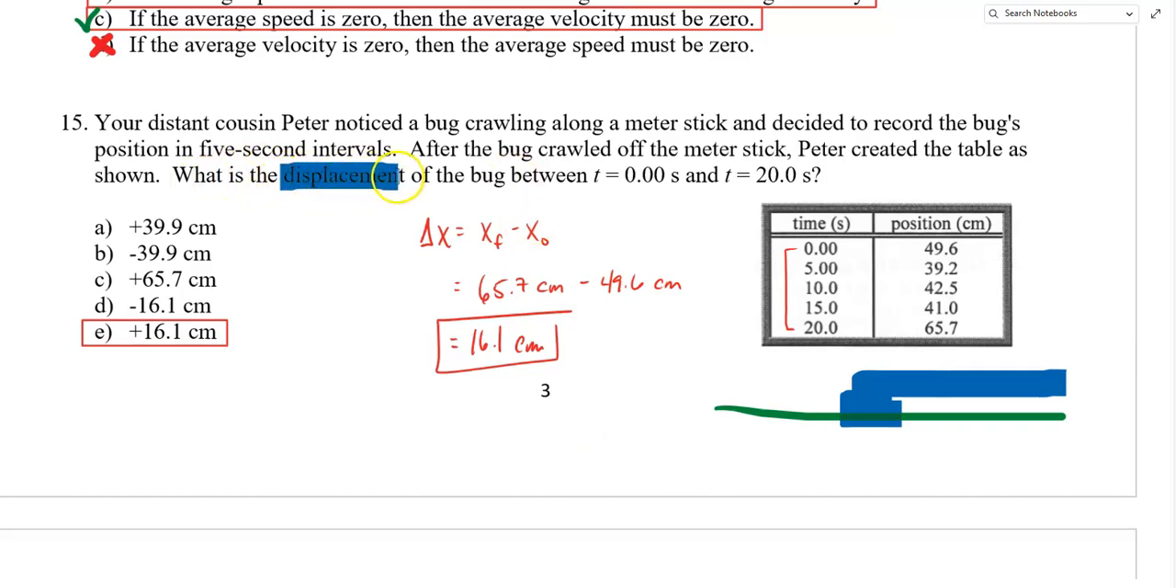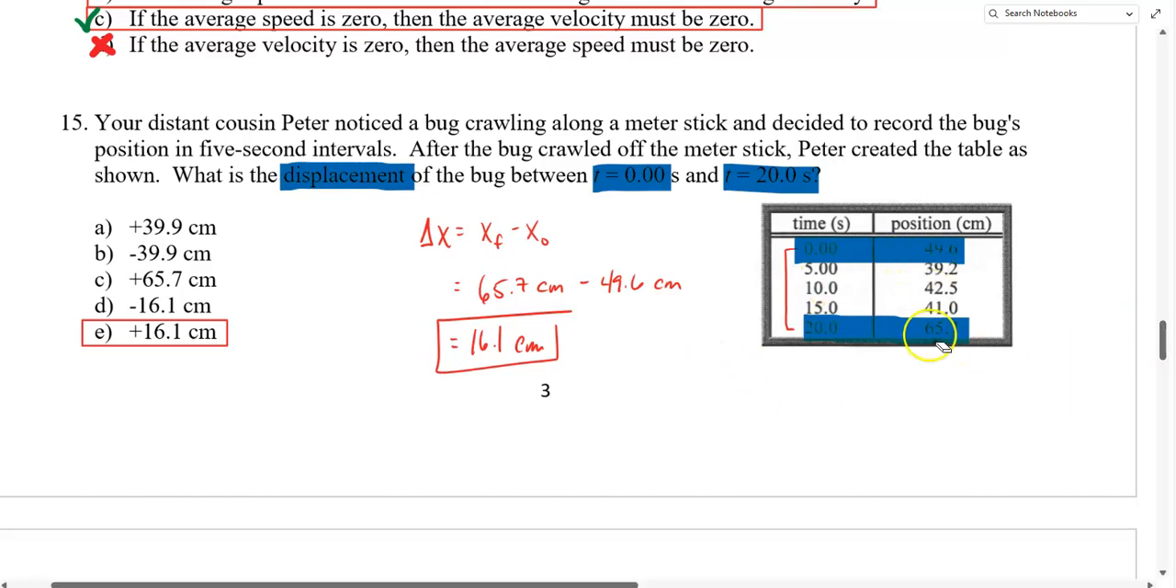But let's just remind ourselves, displacement here is a discussion of the difference between the starting position and ending position. So really, we're only interested in the position 49.6 and the position 65.7, since that's our starting position and ending position. We don't concern ourselves with this stuff in the middle at all. And we know the difference between 65.7 and 49.6 is 16.1. And it is a positive number. If we take our final position minus our initial position, we know that this bug moved with a positive displacement of 16.1 centimeters.